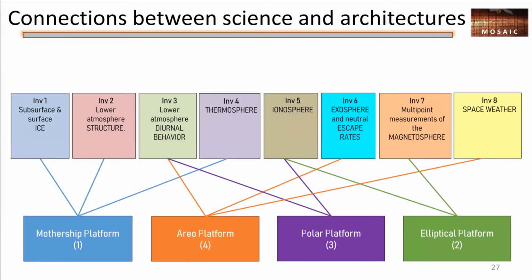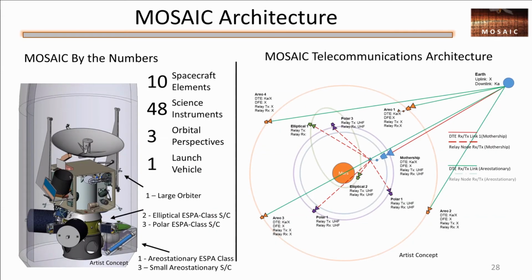And before we get into what they are, it was guided by which platforms were needed to accomplish which of the investigations. So we have 8 different investigations here, each with identified instruments, which have requirements for spatial and temporal coverage. And we achieve this coverage by placing the instruments on 4 different kinds of platforms with different orbits and different numbers of spacecraft per platform type, as shown there on the bottom, with 1 mothership, 4 areostationaries, 3 different small polar platforms, and 2 different elliptical orbit platforms. And so this is the visual slide showing what that architecture is.